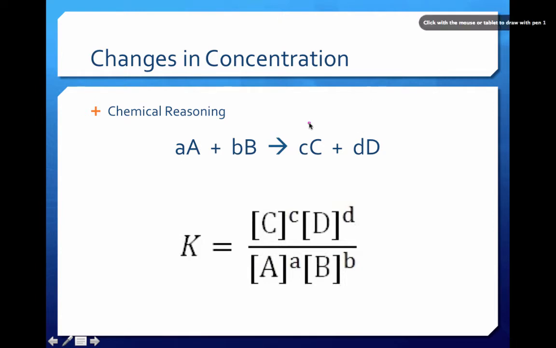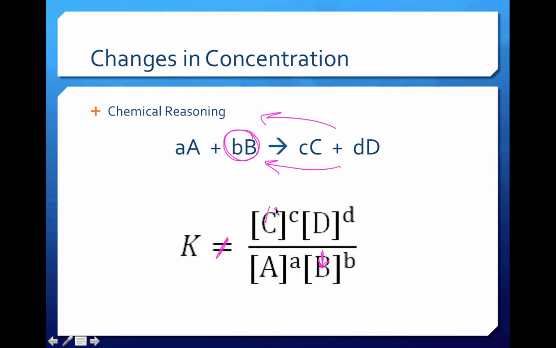Likewise, we can do the opposite. Let's say, for example, we remove some of chemical B, we pull it out of our reaction. That's going to lower this concentration, and again, now all of a sudden our equilibrium expression here will no longer equal the value of K. Well, the reaction will respond then by running more in reverse, so that C and D go down.